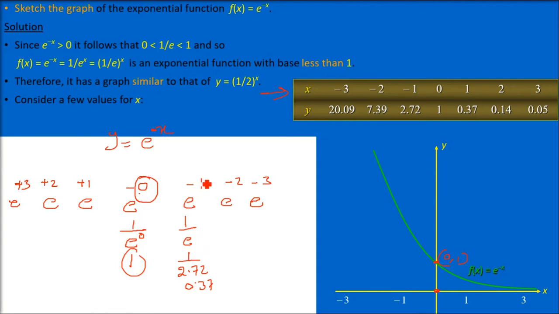Then we have e to the power, this is not for negative 1. Please remember, this is positive 1, because it is e to the power minus x. So for positive 1, e to the power minus 1 will come. e to the power minus 2 will be 1 by e square, it will be 0.14. And e to the power minus 3 will be 1 by e cube, that is going to be 0.05. So for x equals 1, y will be 0.37. For x equals 2, y will be 0.14. For x equals 3, y will be 0.05.